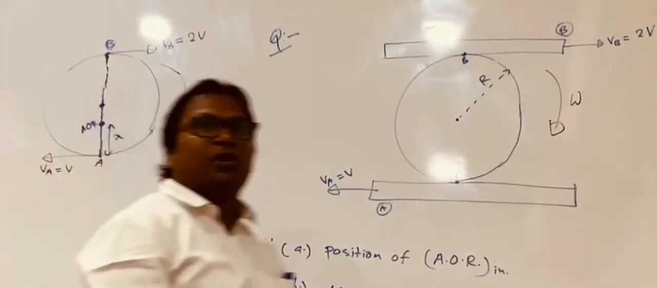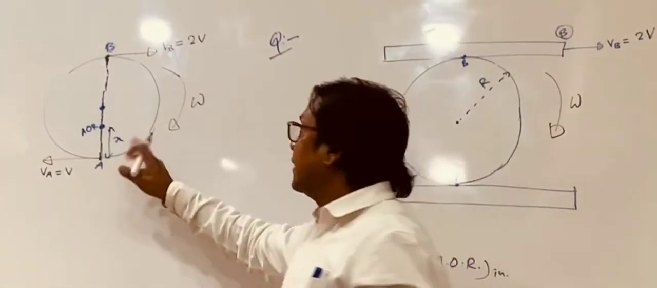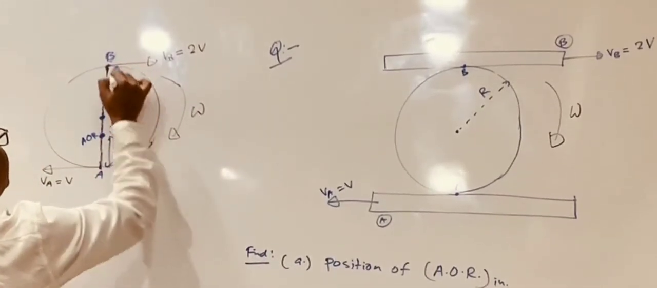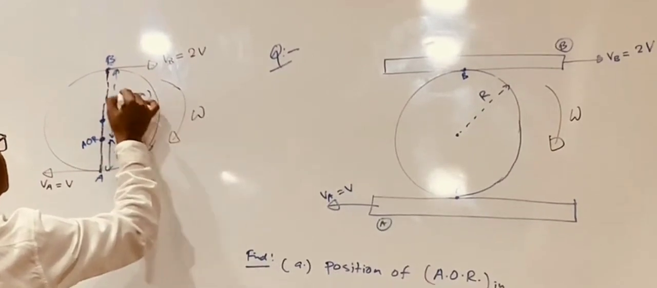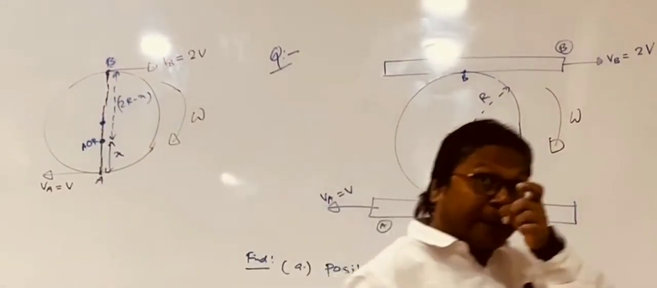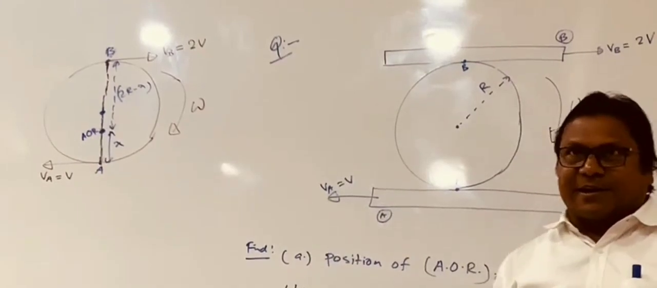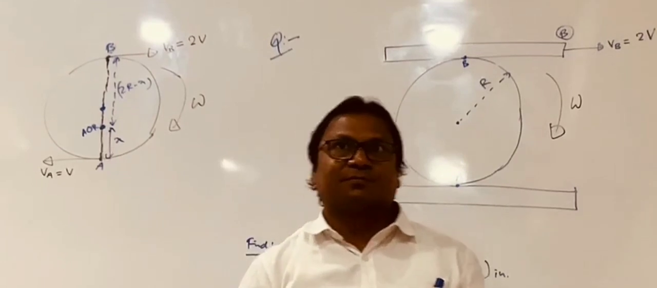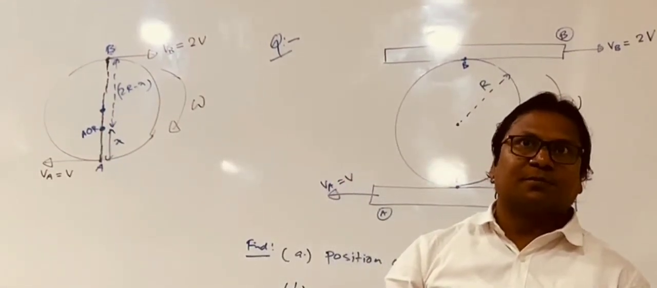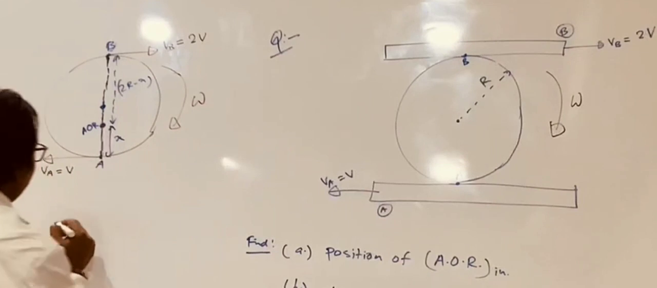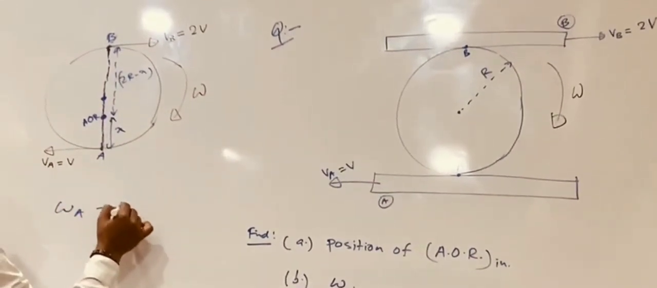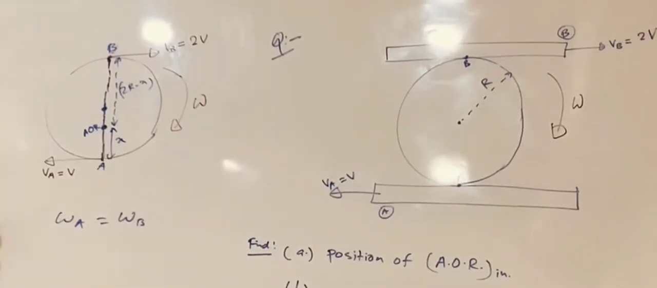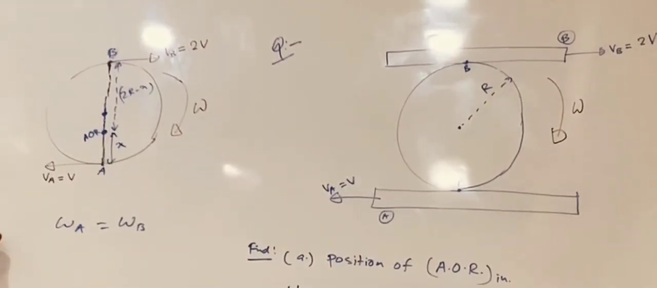So if this is x, then what is the distance from this point? This must be 2r minus x. Is it okay to all? Now one thing is clear: omega for A and omega for B are equal. So omega for A must be equal to omega for B, and we know V equals R omega, so omega must be equal to V by R.